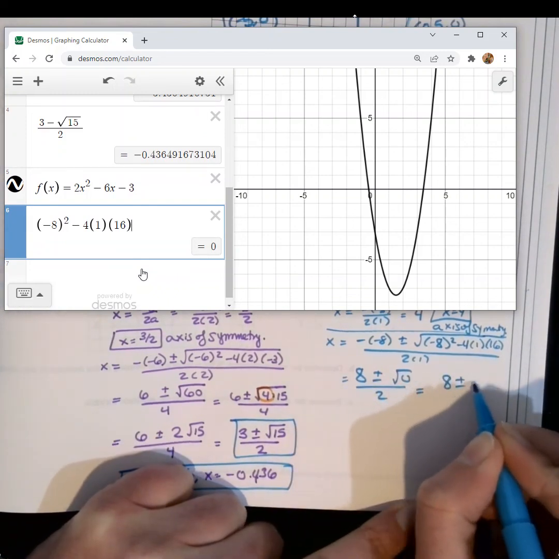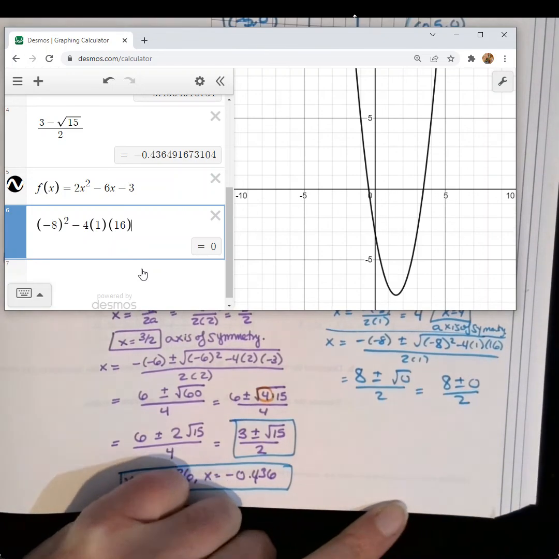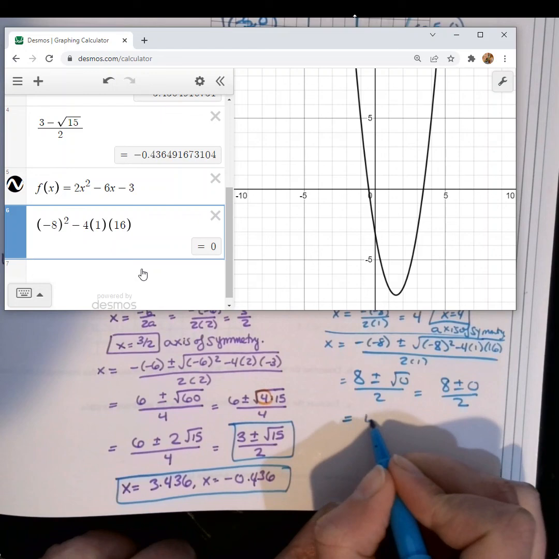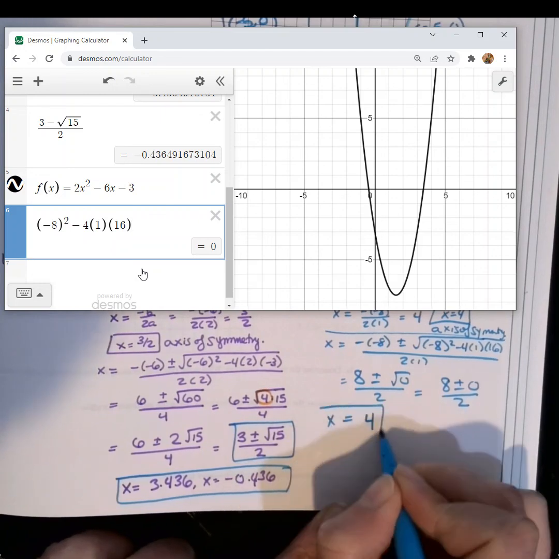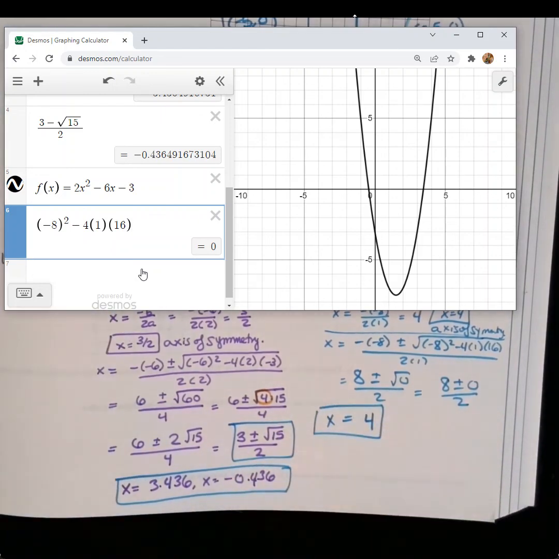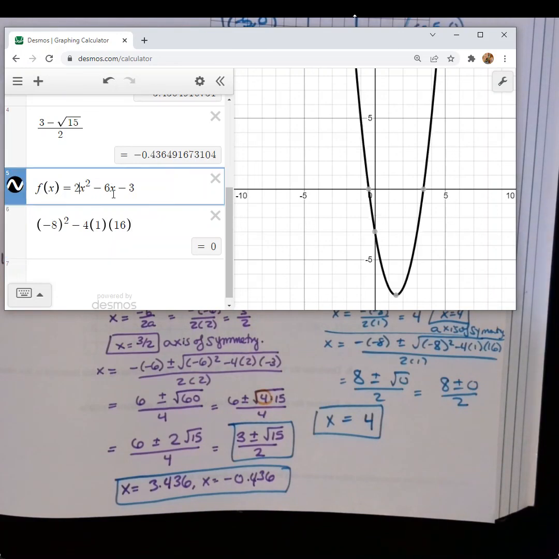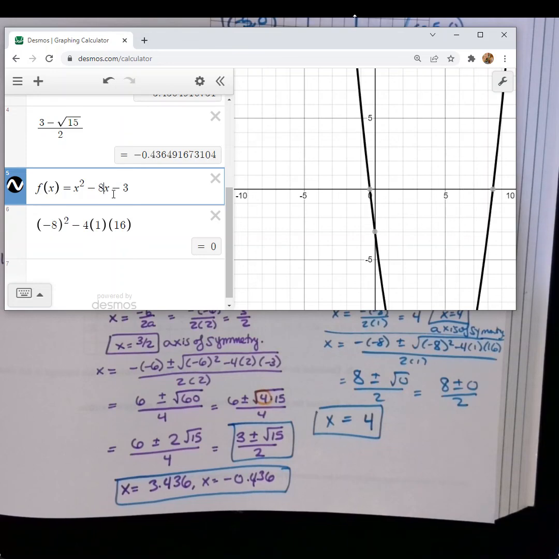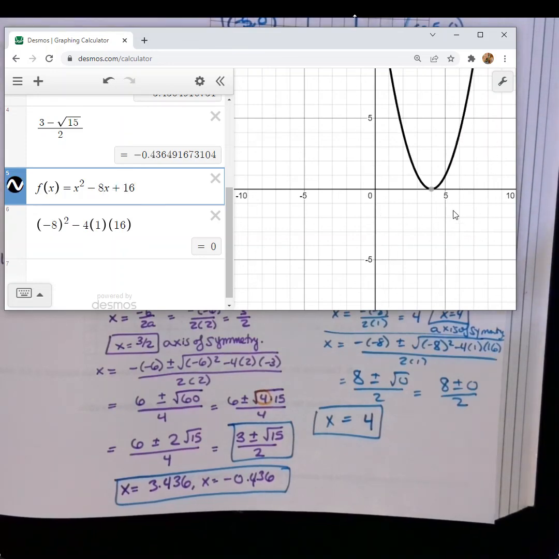So 8 plus or minus 0 over 2. And 8 plus 0 and 8 minus 0, they're both 8. So I get just one of them. So I get just 4, because I have 4 plus 0 and 4 minus 0, I get just one thing. Okay, so there's only one x-intercept, and I got the exact value here. And this equation was x squared minus 8x plus 16. So there's only one x-intercept, and it's at 4, as you see.